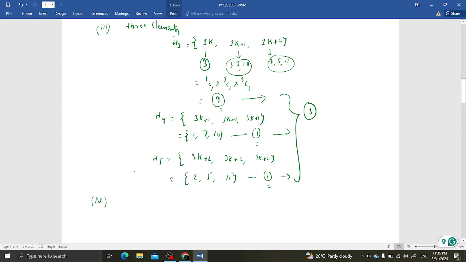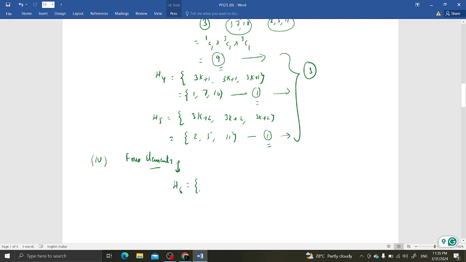Now the fourth type. The fourth type is where we have 4 elements in the set. H5, H6. What is the format of the 4 elements? Suppose I am choosing 3k here. 3k means 3 I fix here. And here 3k plus 1, 3k plus 1 and 3k plus 1. If you are choosing 3k plus 2, 3k plus 2, that will be another case. So here I choose 1, here 4, here 7. So from this one also we'll get one choice.